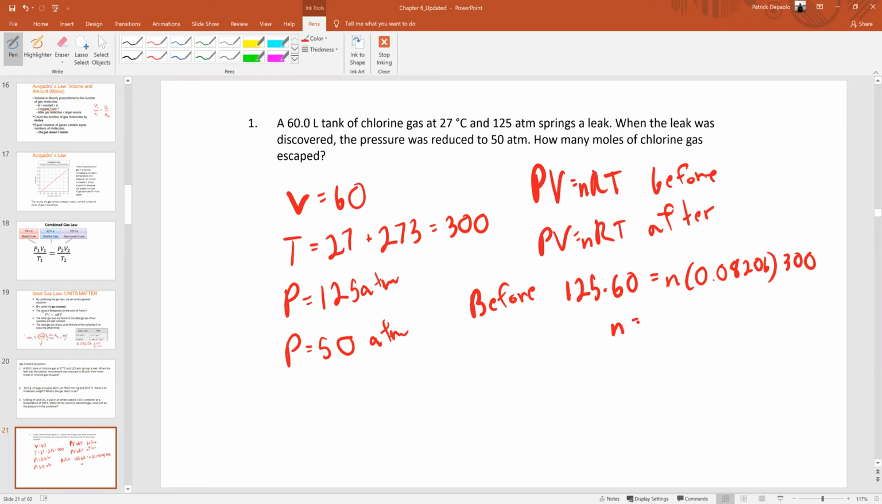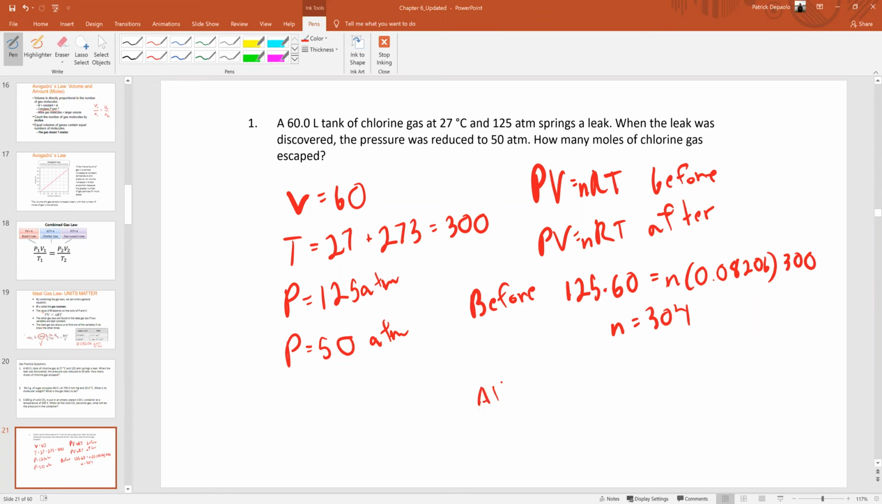Can someone tell me what they got for N here? This is where I'm going to need your help. Anybody? I got 304. It might be a rounding thing. I got 304.7, close enough. So this is our moles before: 304.